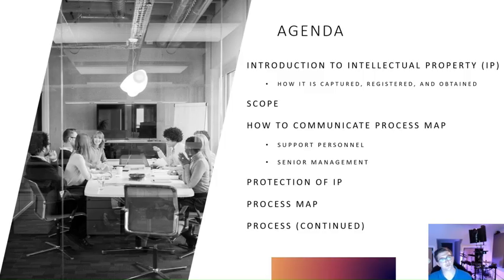First on the agenda, we will be introducing intellectual property and explain how it is captured, registered, and obtained. Then we will review the scope, explaining the purpose of the platform and the required IP protections. Following that, we will talk about how to communicate the process map to both support personnel and senior management. Then we will take a look into how the IT department will apply safeguards to defending our intellectual property. We will then show the process map and then continue to explain how each IP protection is obtained individually.